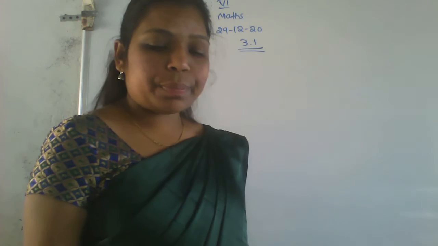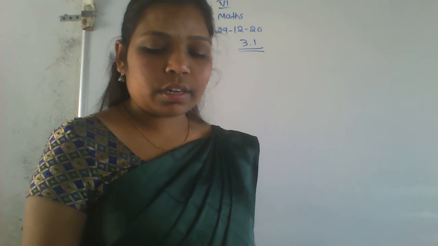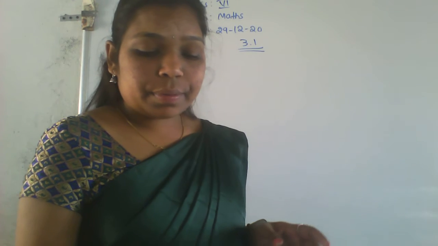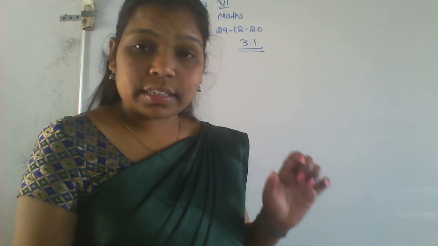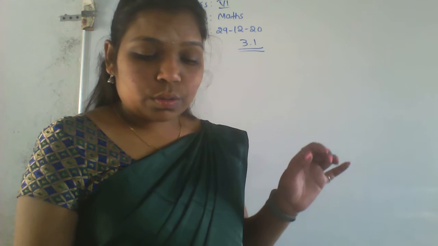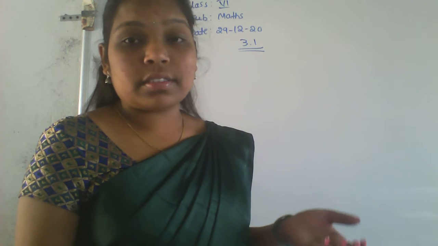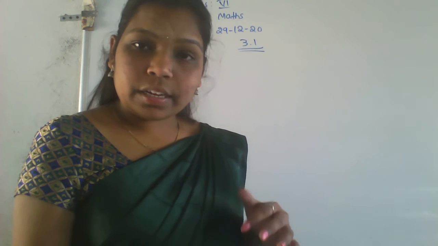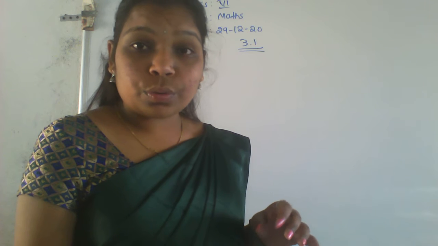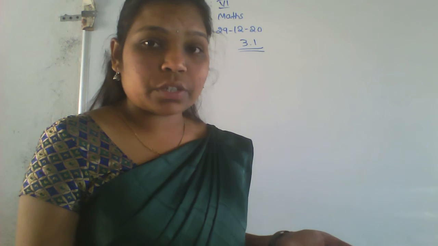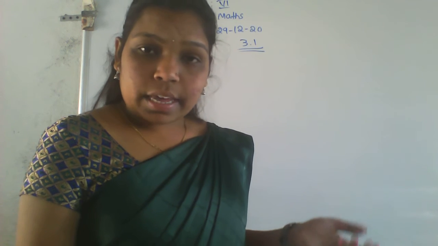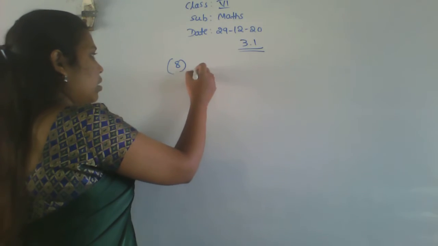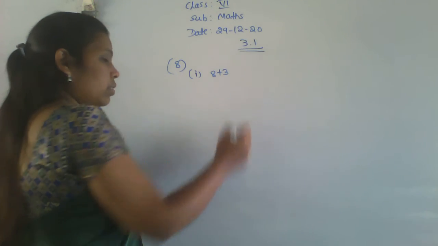Okay, so represent the following numbers on a number line. They are given here as addition of a number, subtraction of a number, or multiplication of a number. Even I have given some examples of how to represent addition of a number and subtraction of a number, right? So according to that only we are doing now. Okay, what is the first question? That is 8 plus 3.